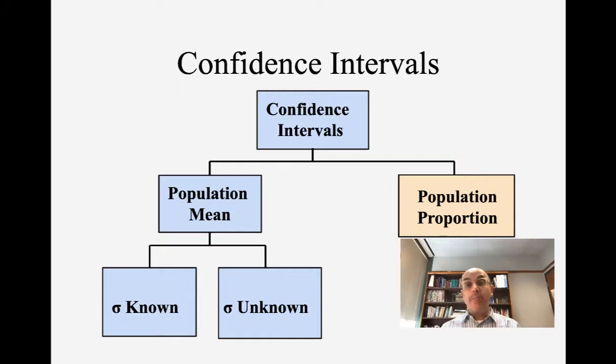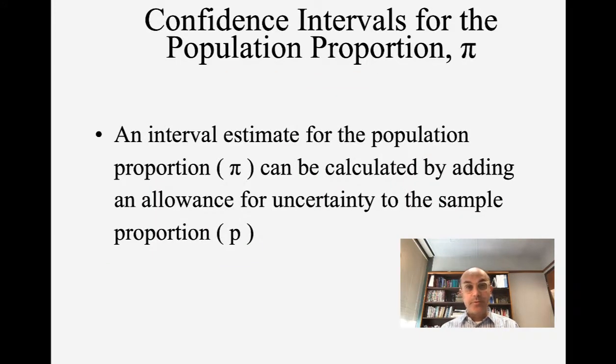Now we need to talk about the population proportion. In this case, we are going to talk about the interval estimate of the population proportion, which is pi, which can be calculated by adding an allowance for uncertainty to the sample proportion, p.